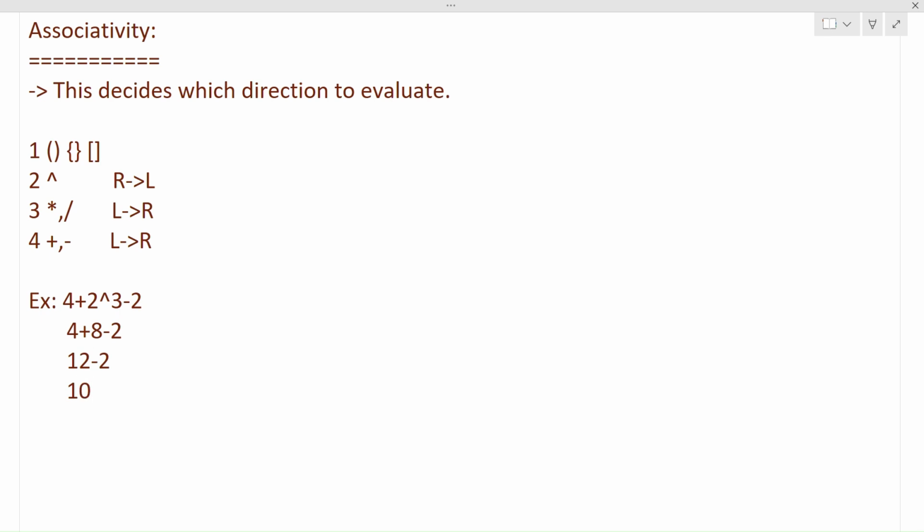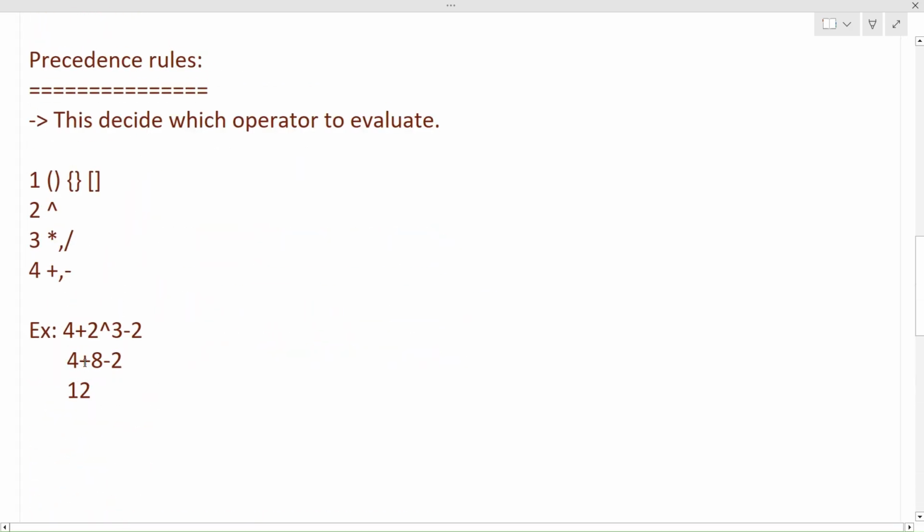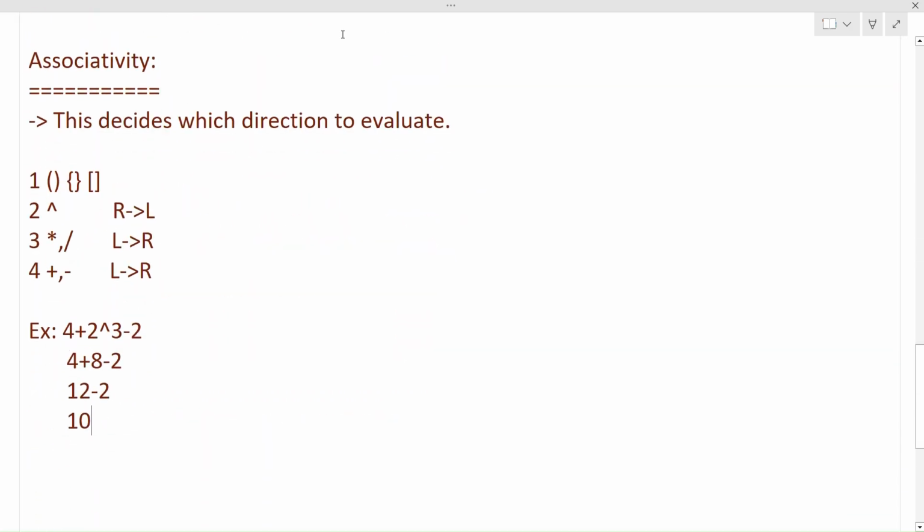This is how we will perform the precedence and associativity rules. Precedence tells which operator to evaluate. That means addition or subtraction or multiplication or power, all these are combined. Then which one first we need to evaluate? This will be told by the precedence rules. And then comes the associativity rules. This will tell the direction. If we have same level elements one or more times, then which expression we need to consider and do first, this will be told by the associativity rule.